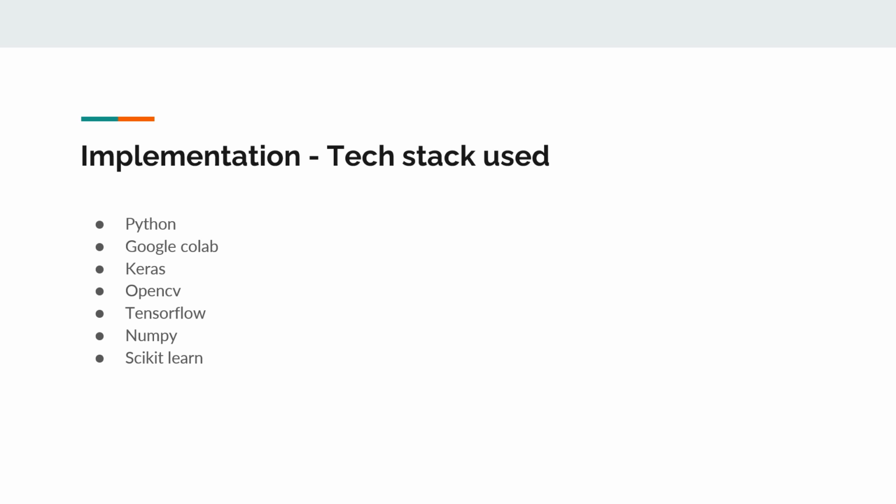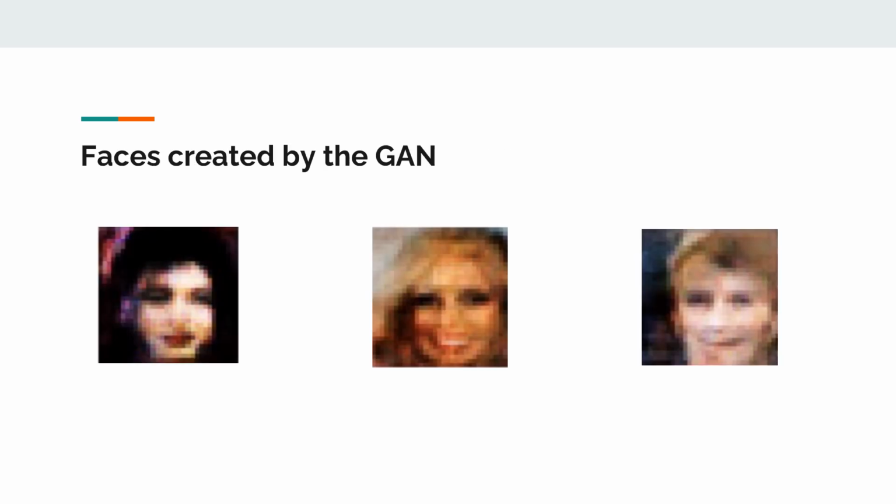And when it comes to the tech stack, we have used the Python language to code our project, and we have used Google Colaboratory as the IDE, and we have used Keras, OpenCV, TensorFlow, NumPy, and Scikit-learn as the modules for this project. And as you can see, these are the faces we have generated by using this generative adversarial network model. You can observe these faces. You can assume that these could be generated synthetically.